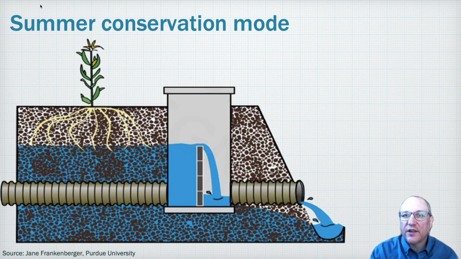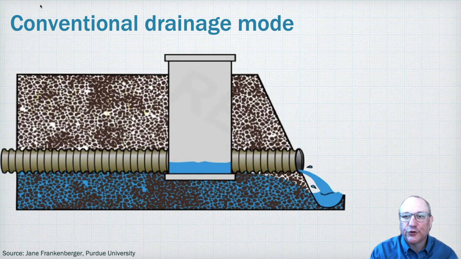The next is summer conservation mode, where the outlet is raised to balance conserving water for crop water use and nitrate loss reduction with preventing crop damage from excess water. The outlet level chosen will depend on crop and soils, but may often be somewhere between 18 inches to 3 feet below the soil surface. And then finally, we've got conventional drainage mode for when full drainage is needed for field operations and to encourage root development.